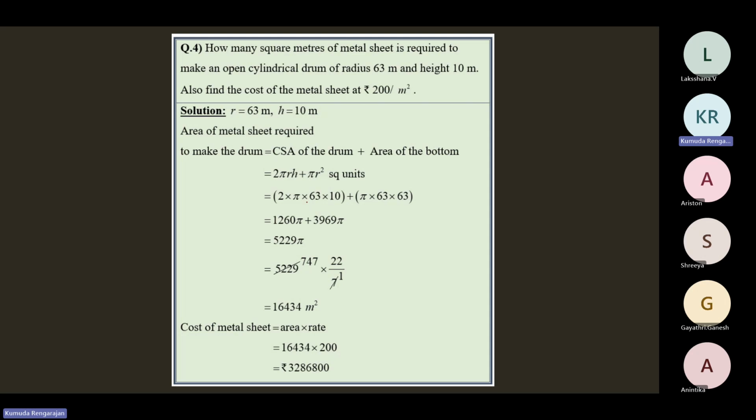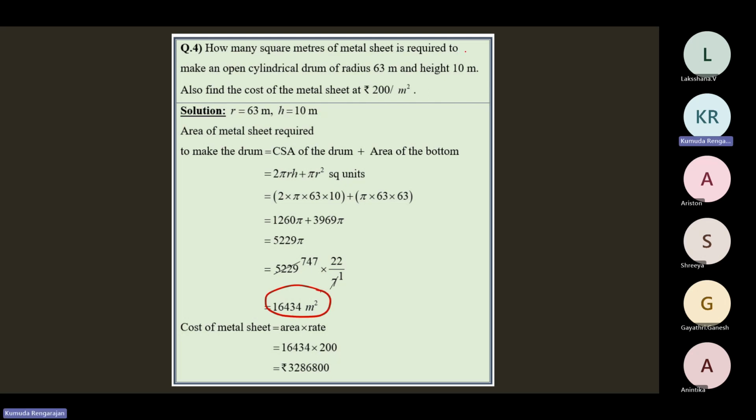I'm not using it because when pi comes in multiple places, why simply use the value of pi and simplify and spend time? So I just go ahead with pi. So I get this answer in pi, add, and again the answer is in pi. Now once for all I use the value of pi, 5229 into 22 by 7 and then simplify. So that will be the area.